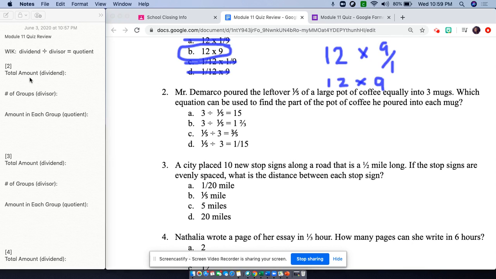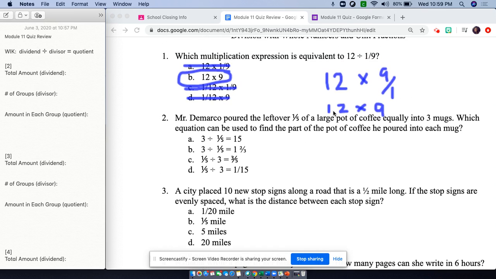So I'm going to go ahead and figure out what my total amount is based on what I just read. Now remember, the total amount in a situation is something that's never going to change. And my divisor is the number of groups that I have, the number of things that I can put things into. Now based on that knowledge, I can see that my 1/5 of the pot of coffee, that's all I have at the end of the day. That's never going to change. So that is going to be my total amount here. 1/5 of a large pot of coffee.